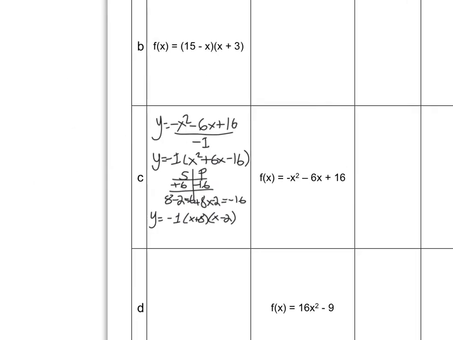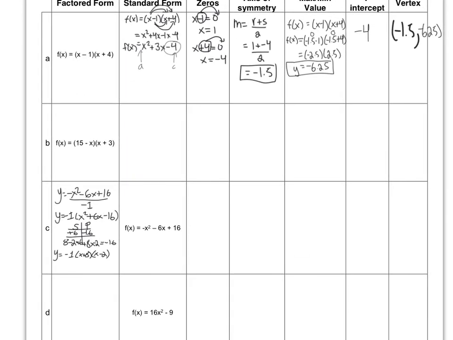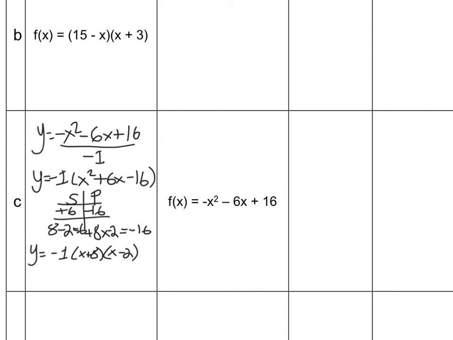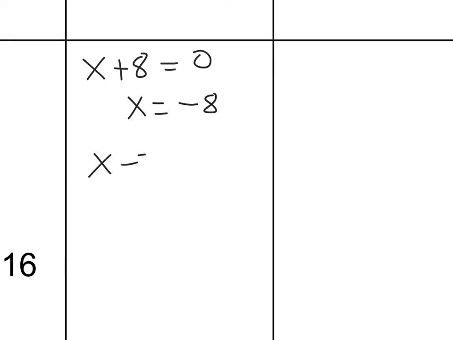Now we'll continue filling in our chart, which is asking us for the zeros. So for the zeros, we're going to look at our factored form, and we'll bring over what our two factors were, which was x plus 8. So we have one x-intercept at -8, and then we have x minus 2, which our next x-intercept would be at +2.